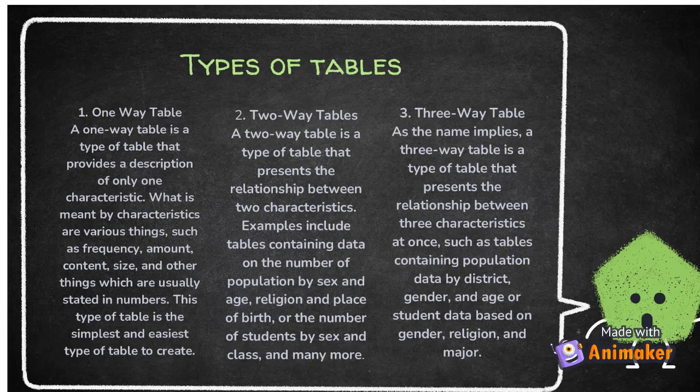3. Three-way tables. As the name implies, a three-way table is a type of table that presents the relationship between three characteristics at once, such as a table containing population data by district, gender, and age, or student data based on gender, religion, and major.